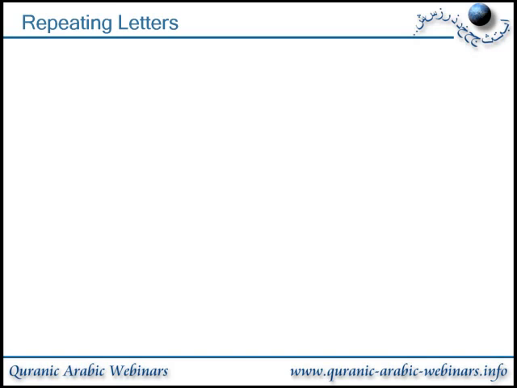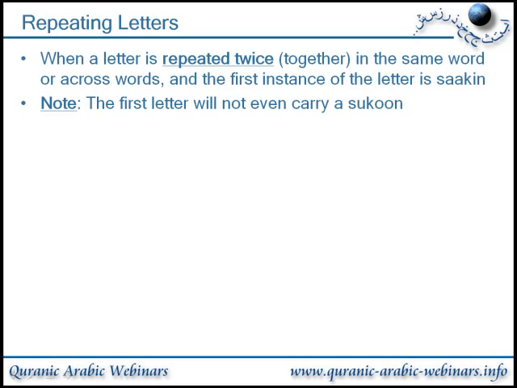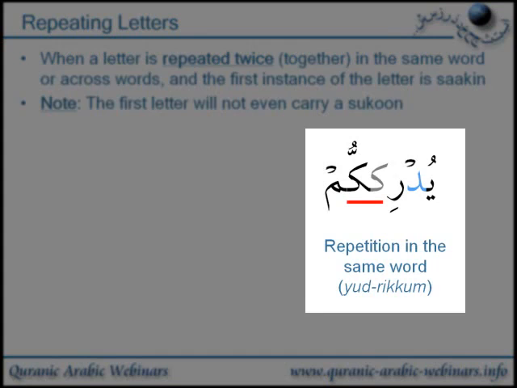So the first one, the repeating letters. The rule again: when a letter is repeated twice and the letters are together either in the same word or across words, i.e. they're adjacent, and the first occurrence of that letter out of the two is sakin. Now, a note: in the Uthmani script, the first letter will not even carry a sukun, and seeing that letter without a sukun is an indication that it will not be read. So let's look at a simple example here.